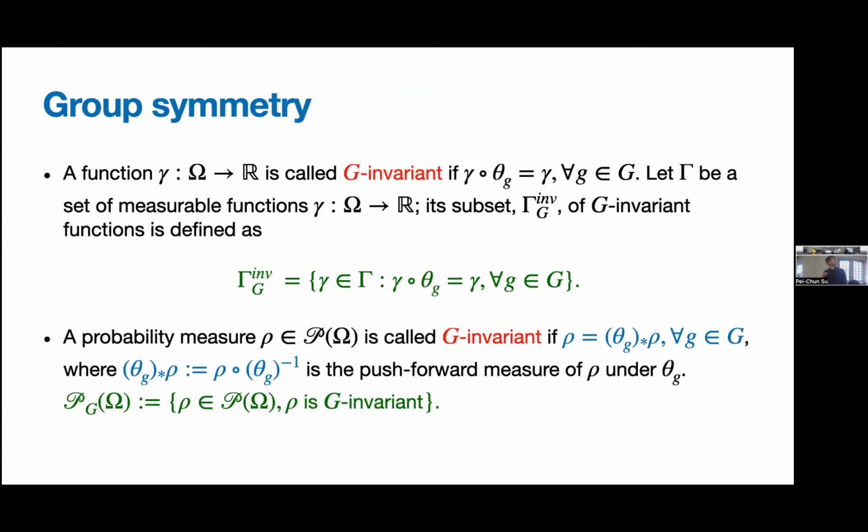Similarly, we can define the notion of G invariance for probability measures. We say a probability measure is G invariant if its pushforward by any group action is the probability measure itself. For example, take the rotation of images example: all the images have the same probability density as their rotated copies, where G consists of the rotation actions. Any questions so far?